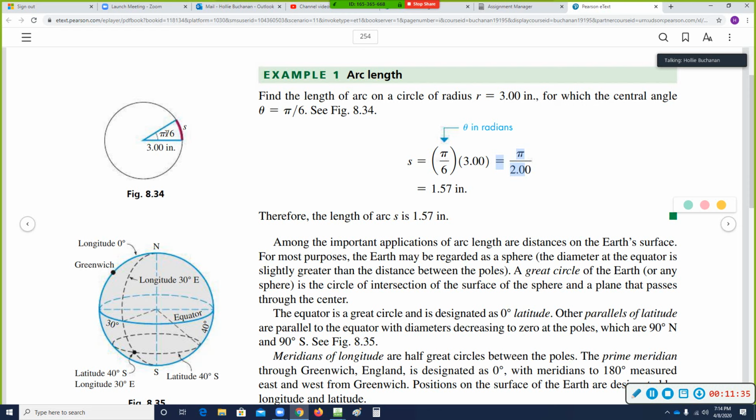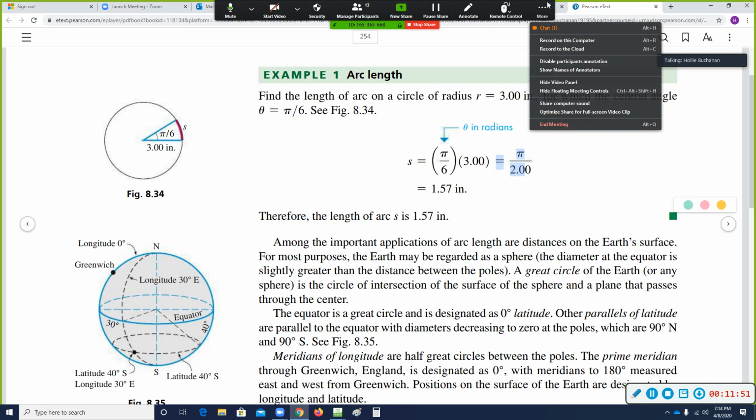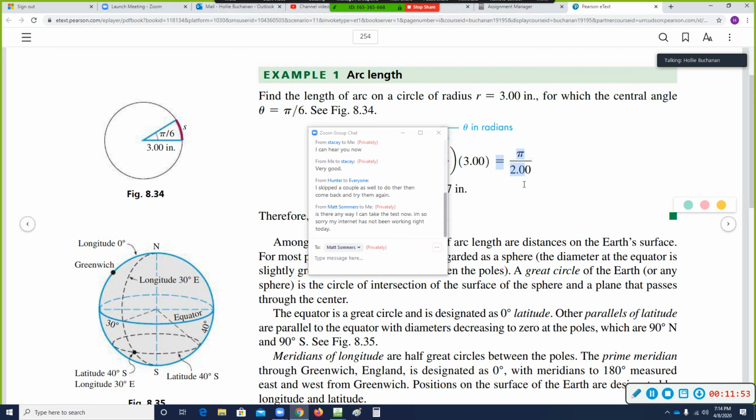Pi over 6 is 30 degrees. If I said find the length of an arc on a circle of radius 3 inches, 3.00 inches, so 3 significant digits, for which the central angle is 30 degrees, there's no immediate connection between 30 degrees and the arc length.